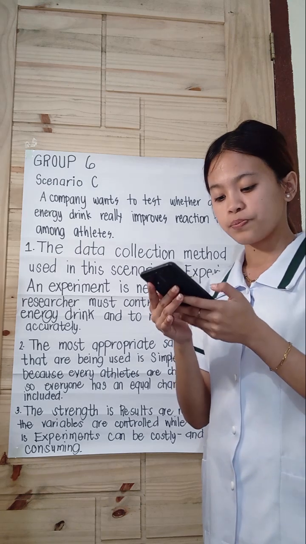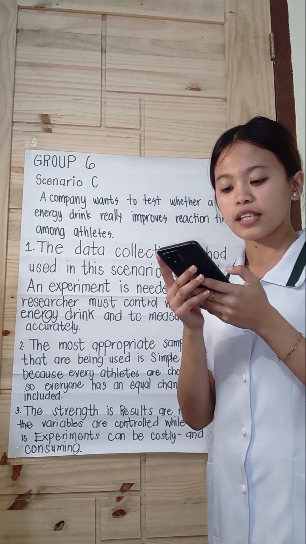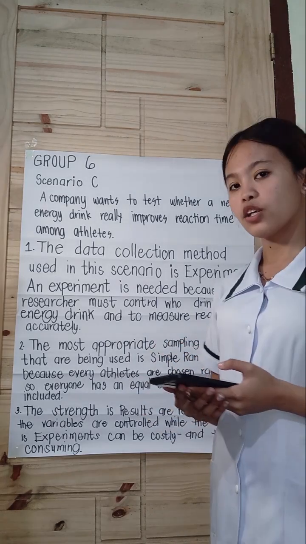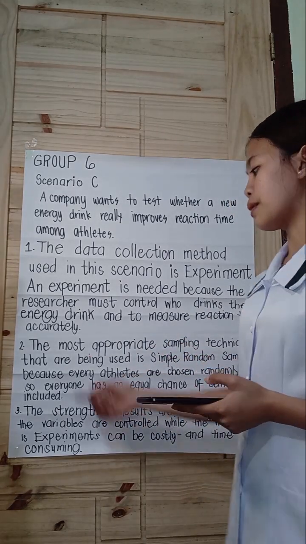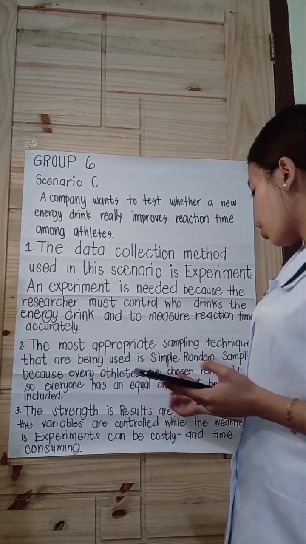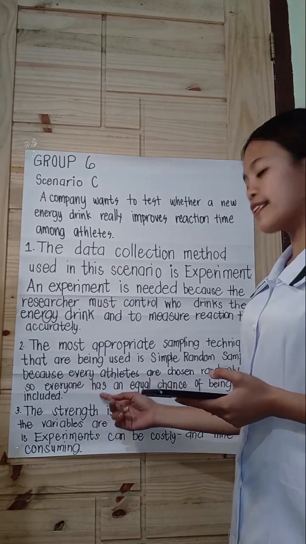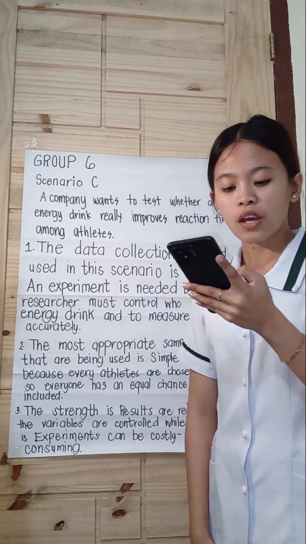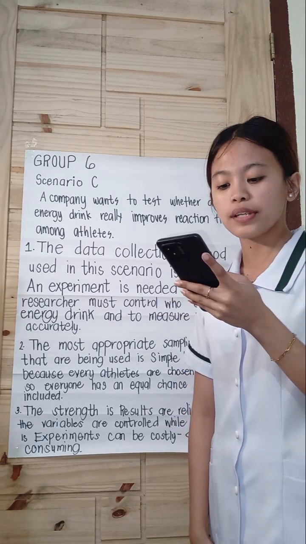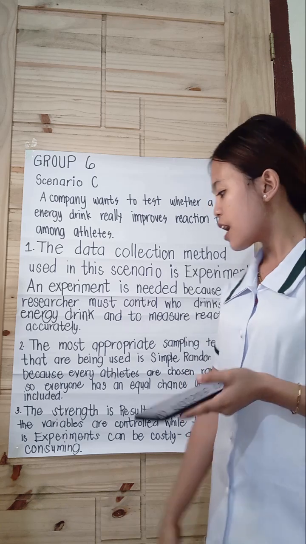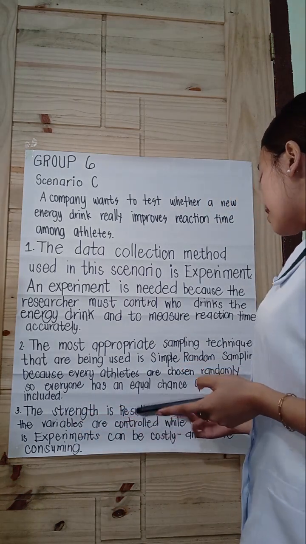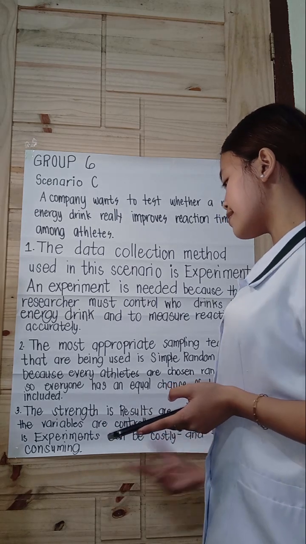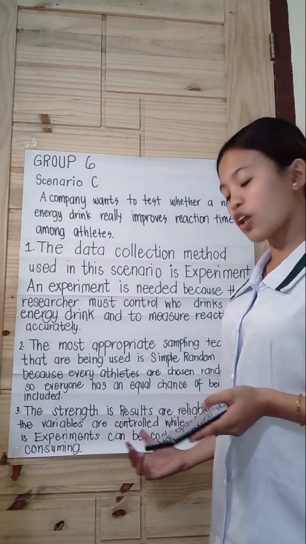Question number 2. Which sampling technique is most appropriate? The most appropriate sampling technique is simple random sampling because every athlete is chosen randomly, so everyone has an equal chance of being included. Question number 3. What are the strengths and possible weaknesses of your chosen combination? The strength is results are reliable because the variables are controlled, while the weakness is experiments can be costly and time consuming.